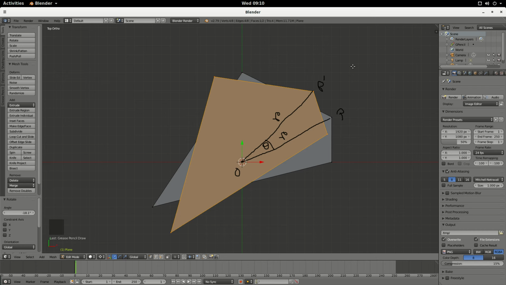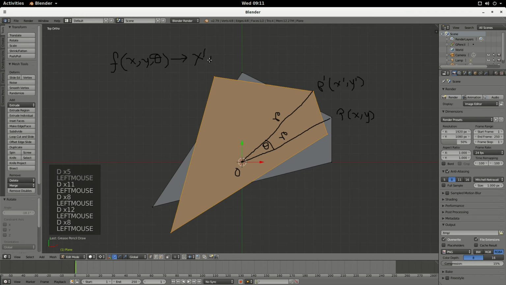Now, what we try to find out over here is, let's say, we're talking about the 2D part right now. We can move into the 3D world quite easily. Let's say the original point had coordinates x and y, and the new point will have coordinates x prime and y prime. So what I want to find out over here is a function of x, y, and theta that would give me the values of x prime and y prime.